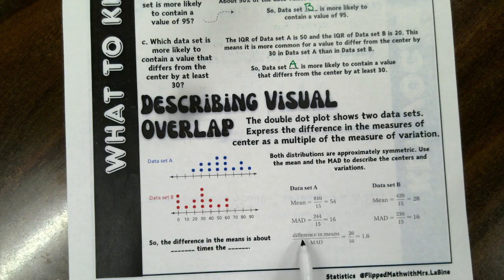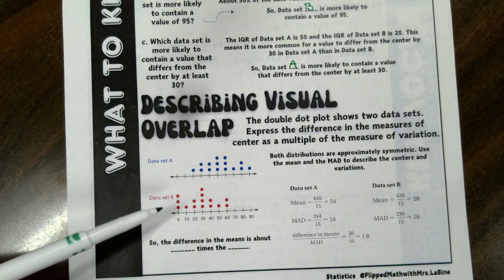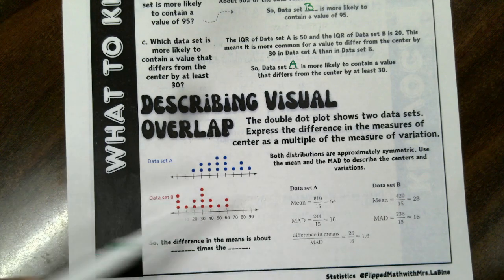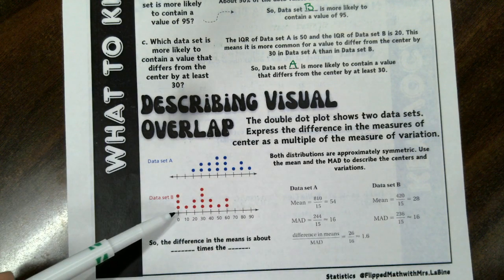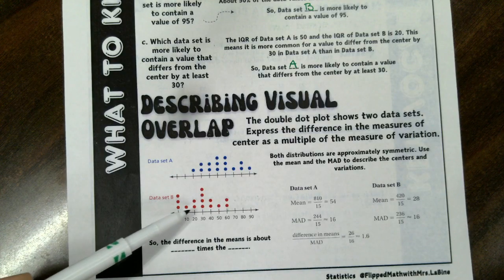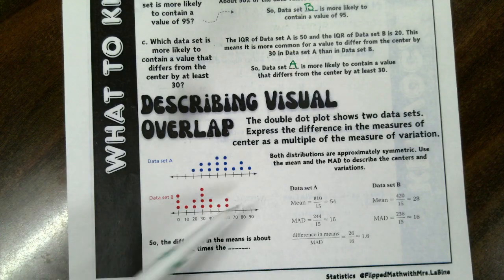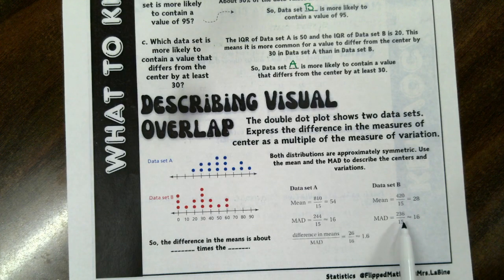Okay, now we take the mean absolute deviation of data set B. I know that the mean was 28, so I go through each point and find the difference. The distance is 16, 16, 16, 16, and then 10 would be 6. 20 and 16 is 4, 4. I add all those together and get 236. Then I divide that by 15, and I get approximately 16. Okay, so that's the information that I have so far.